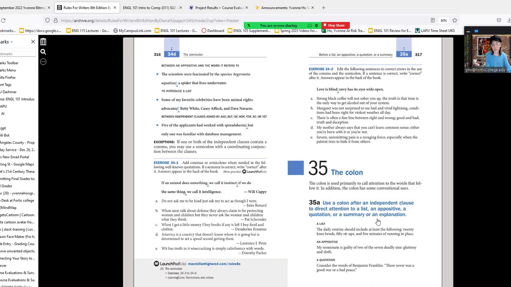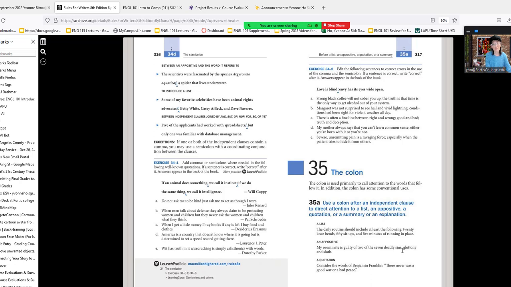A list. The daily routine should include at least the following. Then you have your colon: 20 knee bends, 50 sit-ups, and 5 minutes of running in place. And an appositive: my roommate is guilty of 2 of the 7 deadly sins.